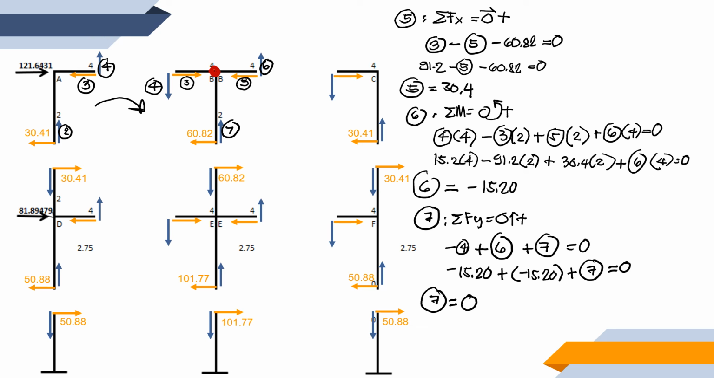So now at joint B, all the forces that are connected to it are already known. So from joint B, we will now transfer to joint C.